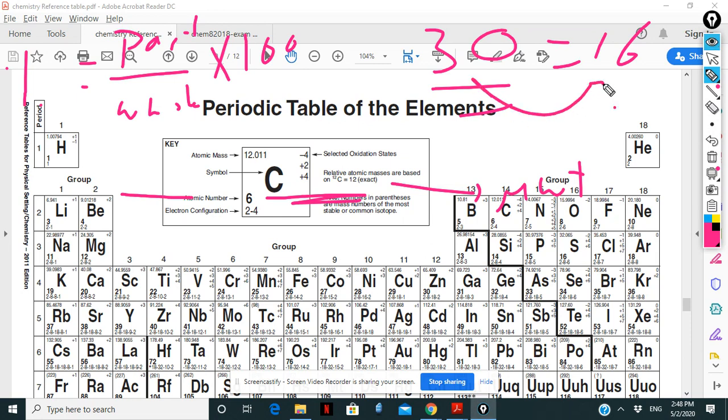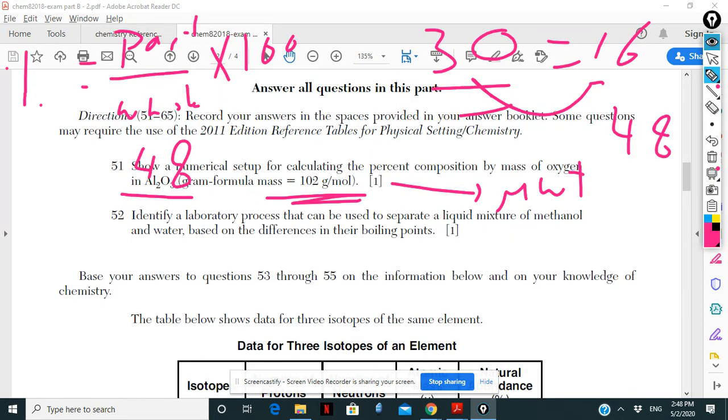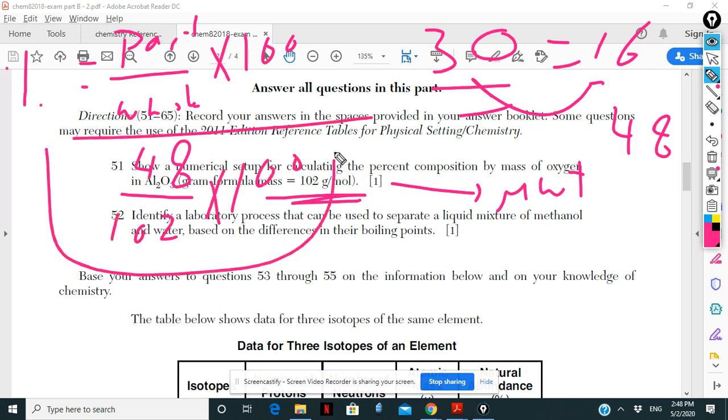3 times 16 is 48, so it's 48, and they give me the molecular weight, 102, multiplying by 100. So that's the way to find the percent composition of oxygen in aluminum oxide.